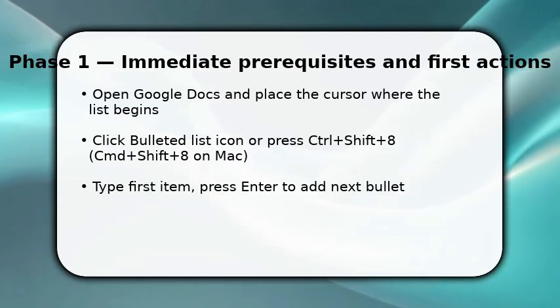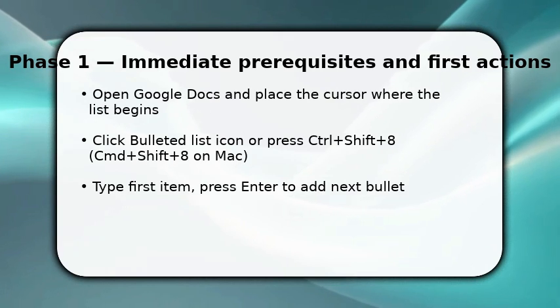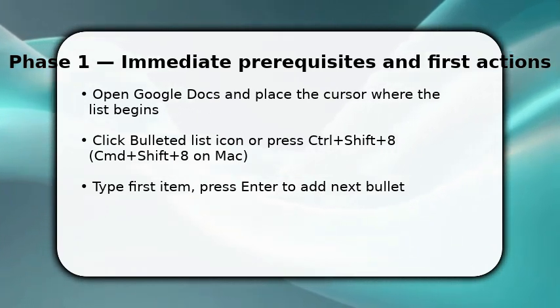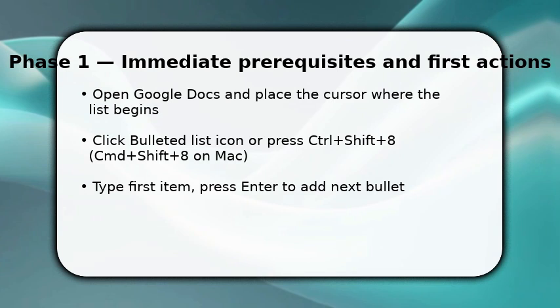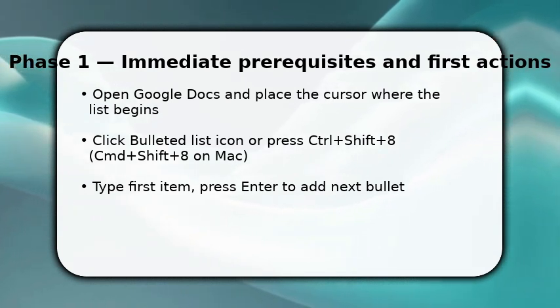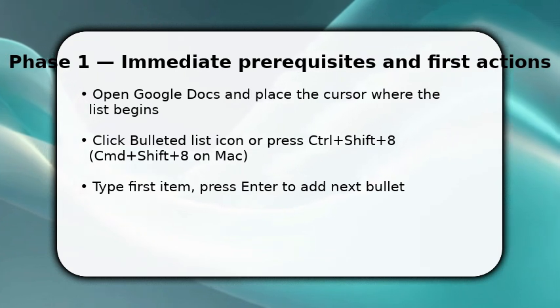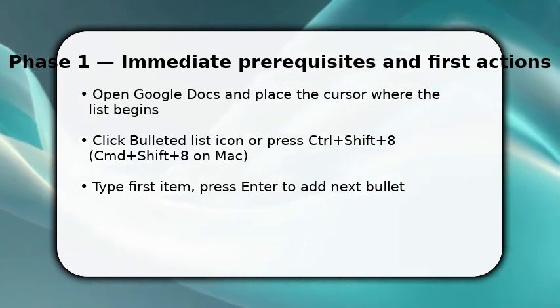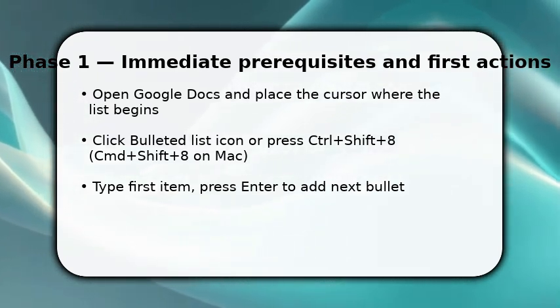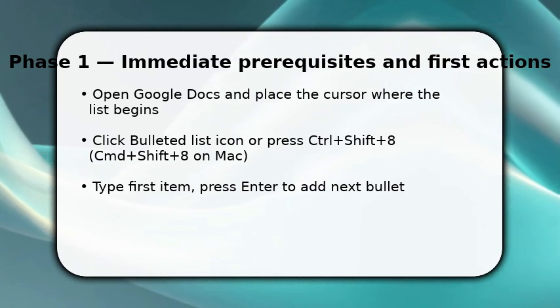You begin by placing the cursor exactly where the list should start, then activate bullets. Click the bulleted list icon or press Ctrl plus Shift plus 8 and type your first item. Once done, press Enter to create the next bullet. That keeps formatting consistent. Make sure to avoid extra spaces before the text, because spacing controls indentation behavior.